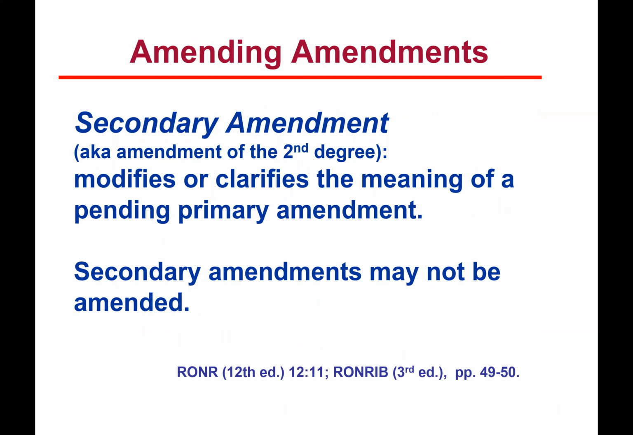Right. So we just introduced these new terms, secondary amendment and primary amendment. So a secondary amendment or amendment of the second degree modifies or clarifies the meaning of a pending primary amendment, right? And the secondary amendments may not be, again, amended. In other words, because that would be a third, tertiary or whatever amendment, I guess. Robert's does not permit that. You can have a primary amendment and a secondary amendment on top of that, but at any given time, that's as far as you can go. The original, a primary amendment, and then a secondary amendment.